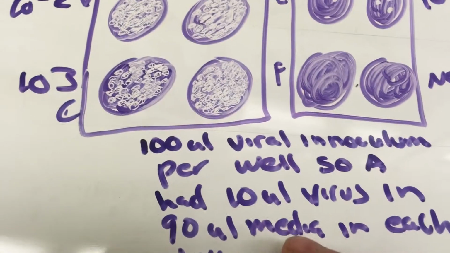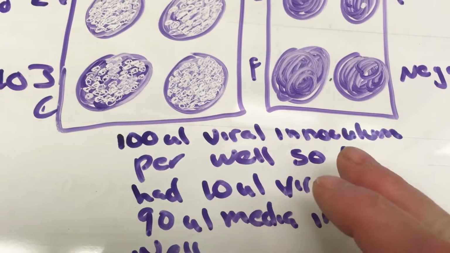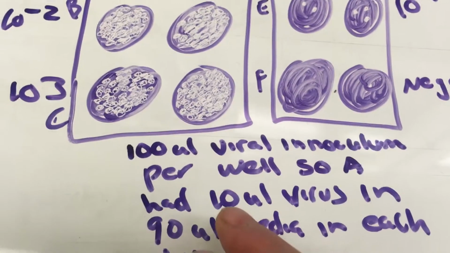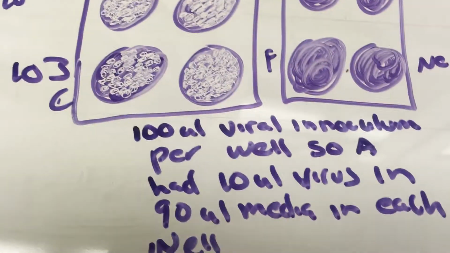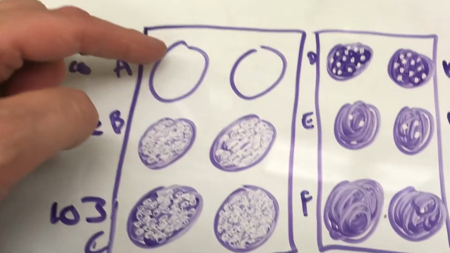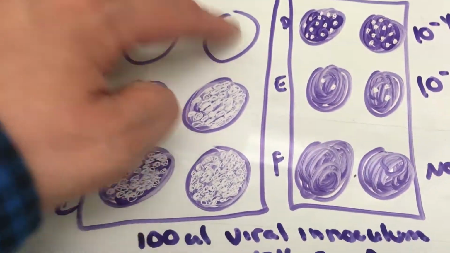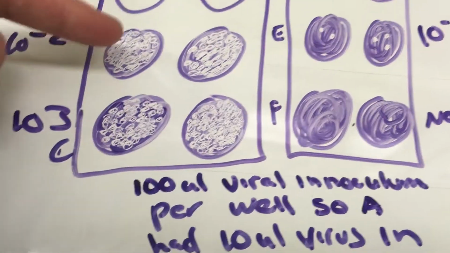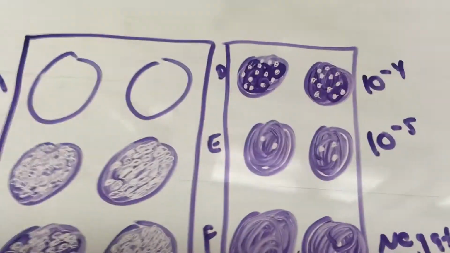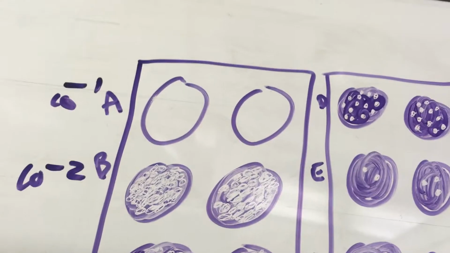Now you can see here that it says there's 100 microliters of inoculum per well. And so if we diluted A, we would have 10 microliters and 90 microliters of media. So 100 microliters total would have went into A and its twin. And then we would have diluted that further tenfold, and 100 microliters would have went in to each row. And so what we need to know is that we're going to count here.